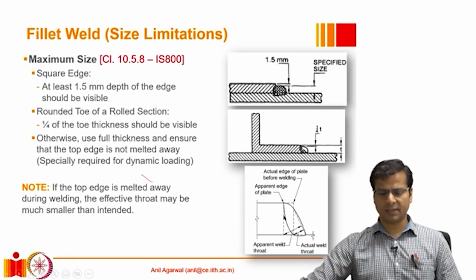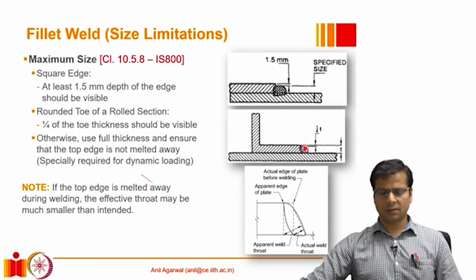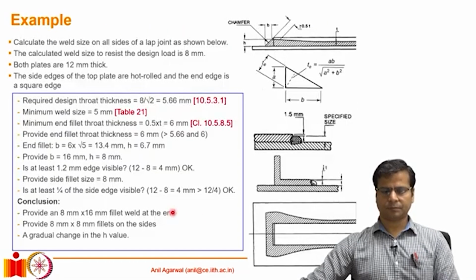And in order to prevent this kind of a possibility, we can either make sure that the top edge remains visible, we don't melt it away. Otherwise, we can cover the whole thickness, but we have to double make sure that we have not melted away the top thickness, and proper inspections are required for that.